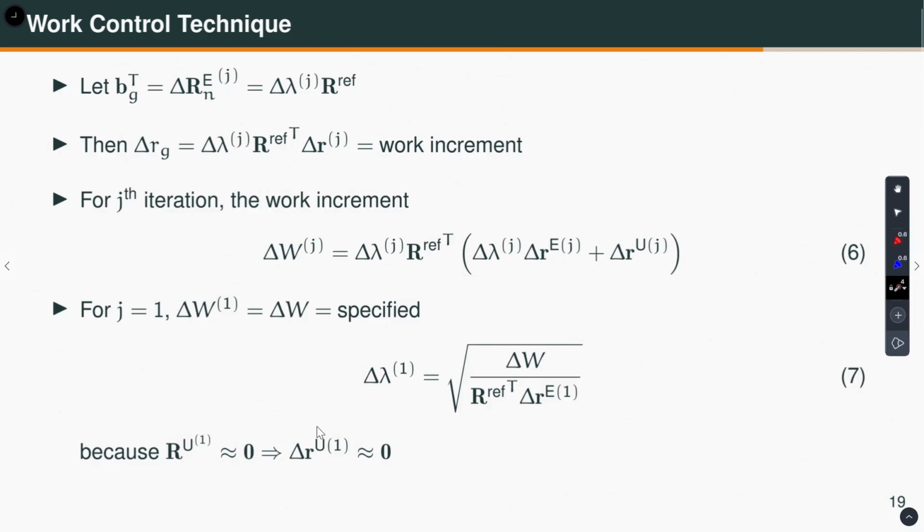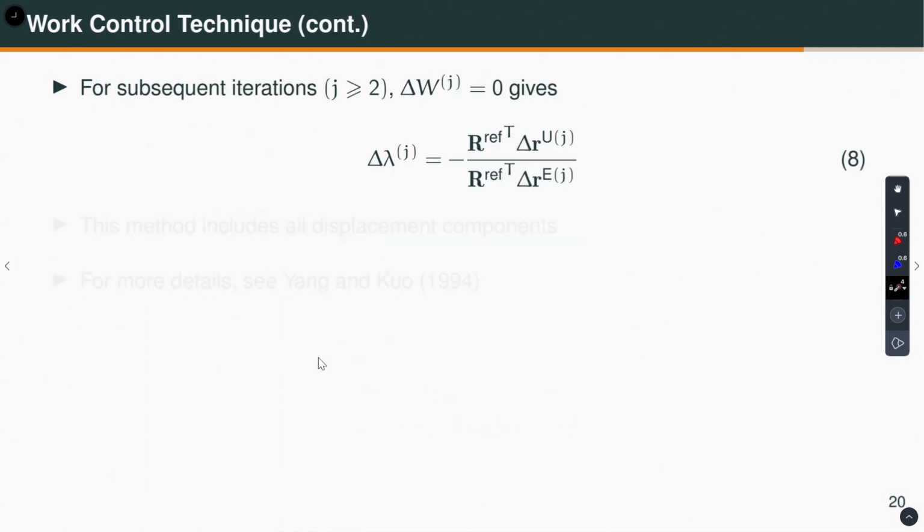And note for the first one that the unbalance is equal to 0, that means this quantity is almost equal to 0. So, for the first iteration this is 0. So, this is my expression for delta lambda, and for the subsequent iterations, for j greater than 2, this will give you that equation. So, that is the work control technique.